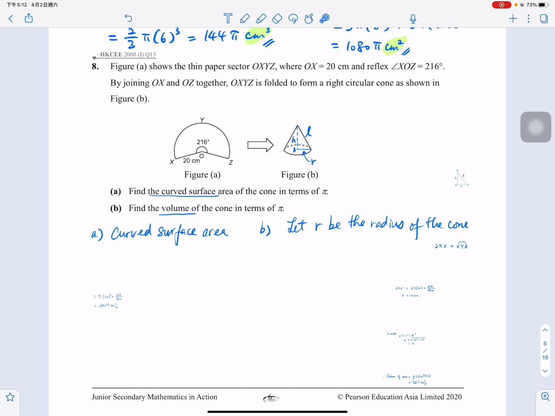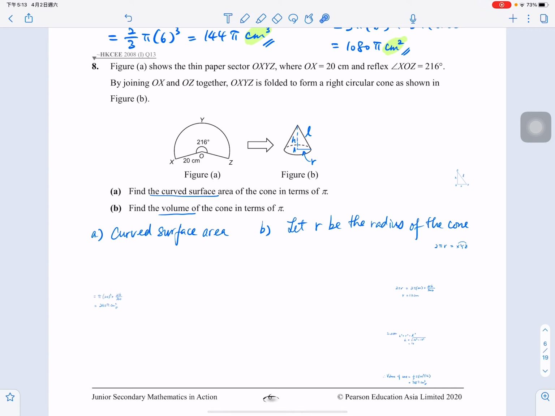Now here, figure A shows a thin paper sector OXYZ, where OX is 20 and reflex angle XOZ is 216 degrees. All the information can be shown in the figure. By joining OX and OZ together, OXYZ is folded to form a right circular cone like this, as shown in figure B. That means OX and OZ stick together to form this right circular cone.